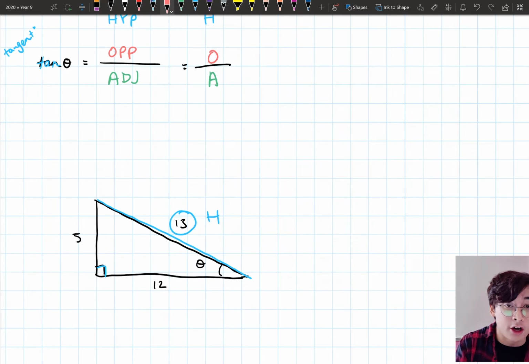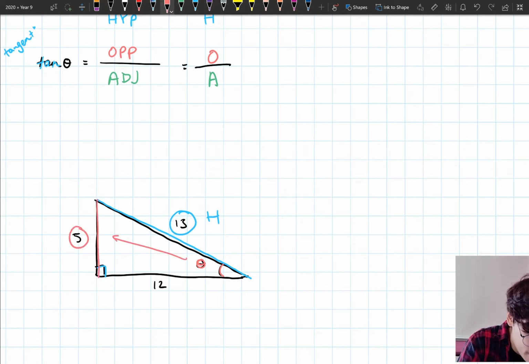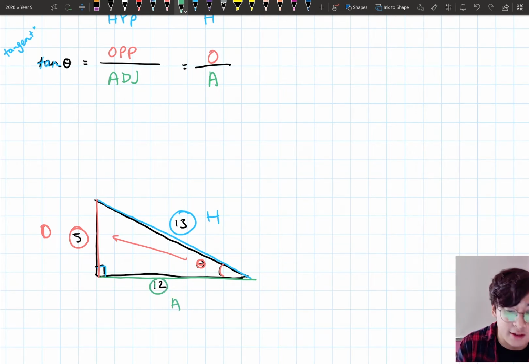The next side I'm going to go to is the opposite side, which is where I look at my angle theta, and I go opposite my angle theta. So my side over here, my 5, is my opposite side. And finally, the last side is what I'm left with. And so here, 12 is my adjacent side. My adjacent side is just the side that's right next to my theta.